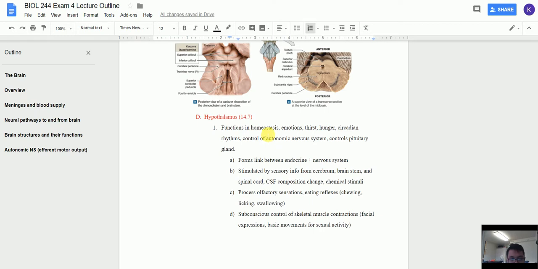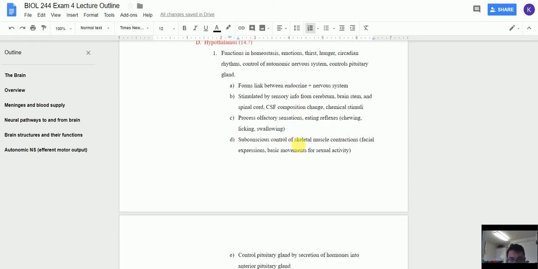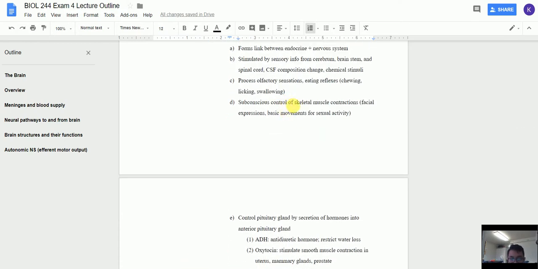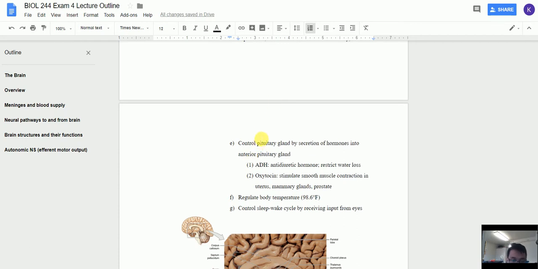Okay. Hypothalamus functions: homeostasis, emotions, thirst, hunger, circadian rhythms, autonomic nervous system, pituitary gland. It forms a link between the endocrine and nervous systems, stimulated by sensory info from the brain stem, spinal cord, and cerebrospinal fluid composition changes, chemical stimuli, and processes olfactory sensations, eating reflexes, subconscious control of skeletal muscle contractions, facial expressions, and basic movements for sexual activity. It controls the pituitary gland by secretion of hormones into the anterior pituitary gland. ADH, antidiuretic hormone, restricts water loss.